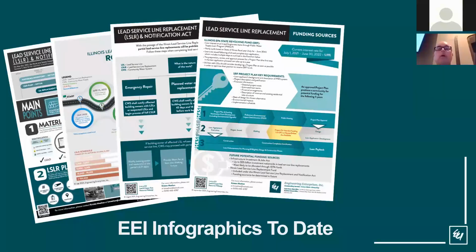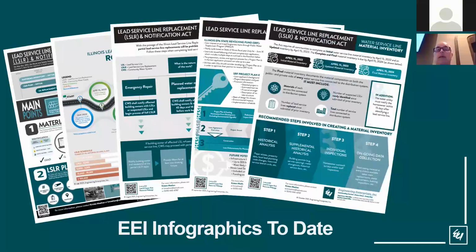In September, we issued the funding sources. So focusing a lot on the IEPA loan program as kind of the main funding source right now for lead service line replacement. We're going to talk again about that today. And then in October, we issued an infographic on material inventories, and Kristen is going to be covering this as well as more details related to inventories.